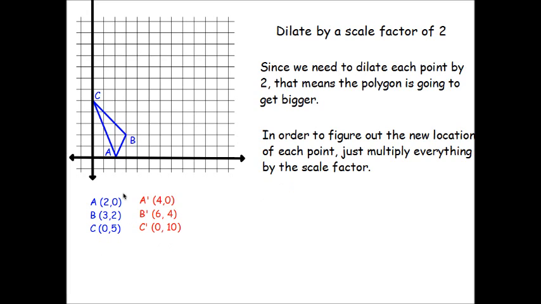Alright? So then I plot those. So 4 to the right, 0 down. 6 to the right, 4 up. And then nothing to the right, and 10 up. So that's how it should look. Alright, so you know that it got bigger, so that was good.